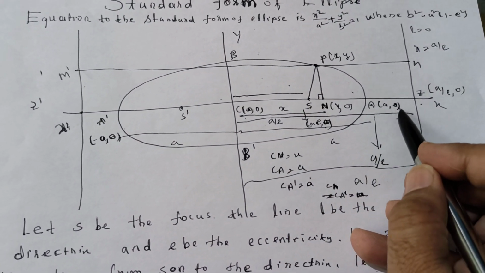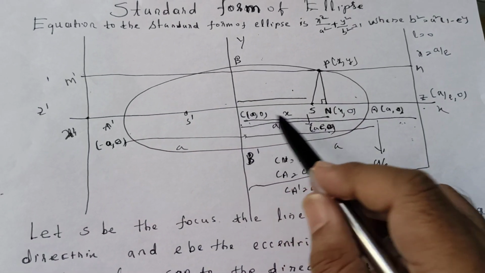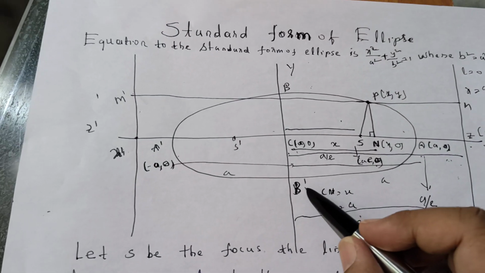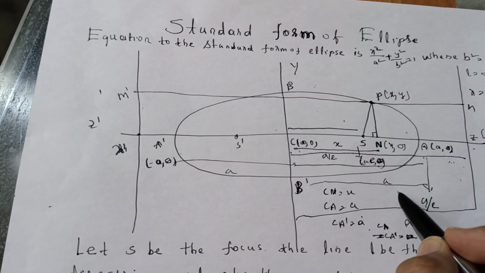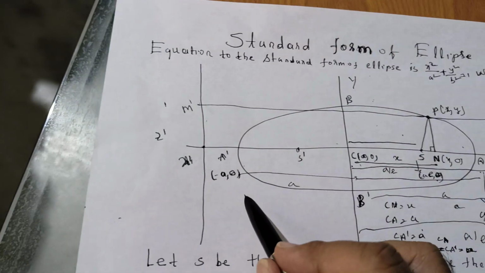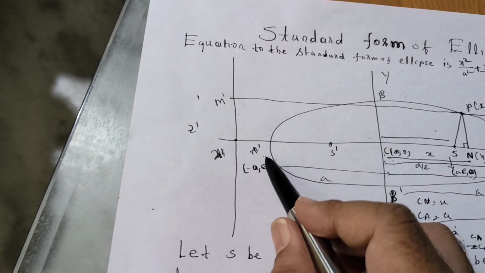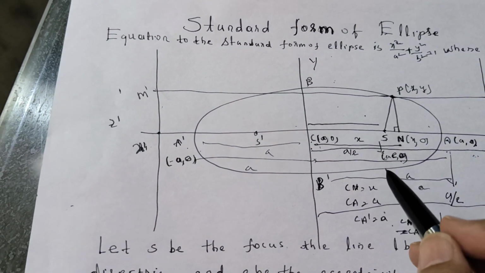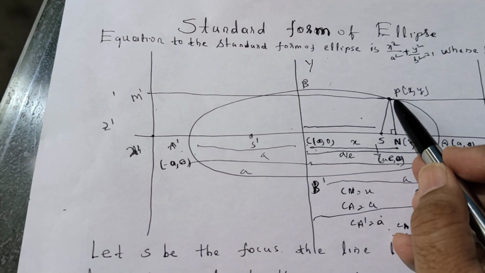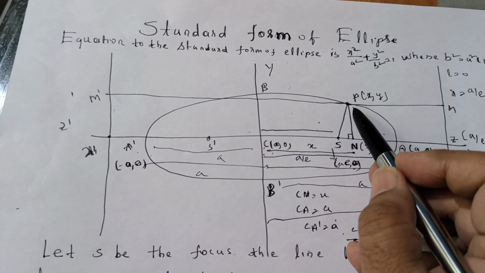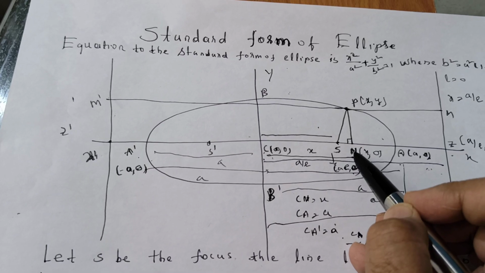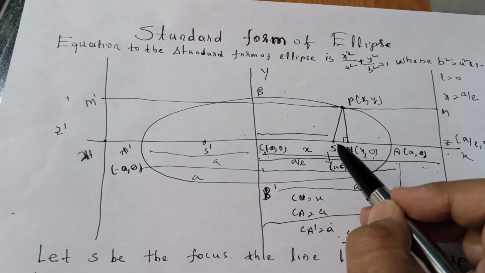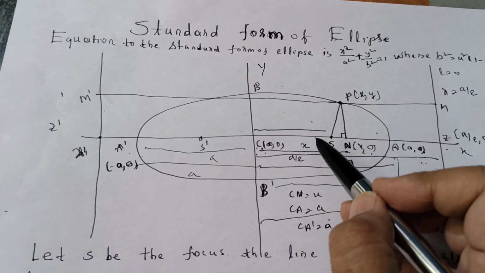Now I start taking A as a comma 0. The distance from the center to this point is nothing but A. This total length will be considered as A only, and this total length from the center to this point will also be considered as A only. So what exactly are you going to write? You have taken the point on the ellipse, that is x comma y, drop the perpendicular onto the x-axis that intersects at the point N of x comma 0. The distance from the center to this point is nothing but x.